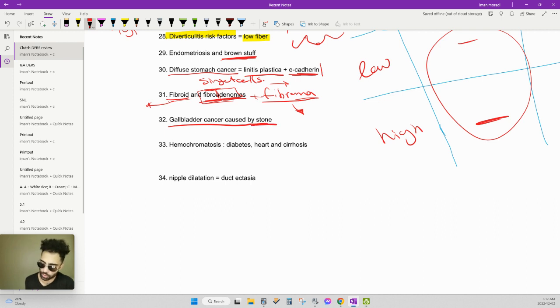Gallbladder cancer is associated with gallstones. Why? Gallstones are associated with inflammation of the gallbladder. Inflammation of the gallbladder leads to cancer, basically. Now there is this concept known as the porcelain gallbladder.